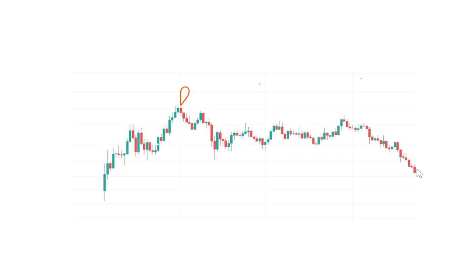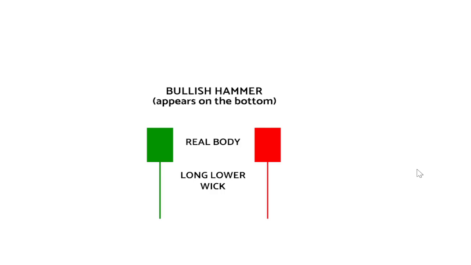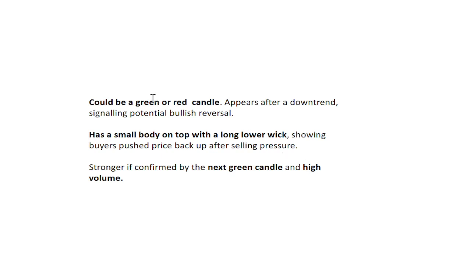So let's look at our next candle, the bullish hammer, which appears at the bottom. It has a small real body and a long lower wick. It could be a green or a red. It appears after a downtrend, signaling potential bullish reversal.